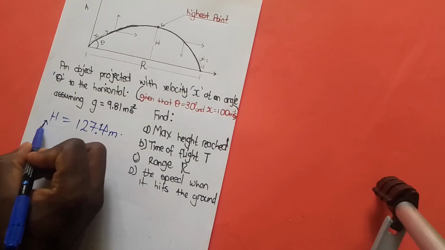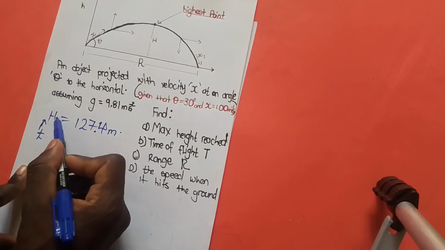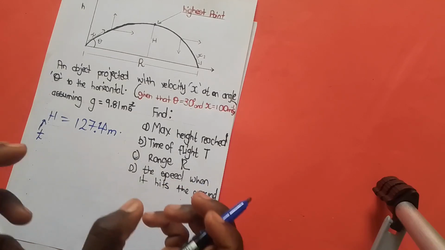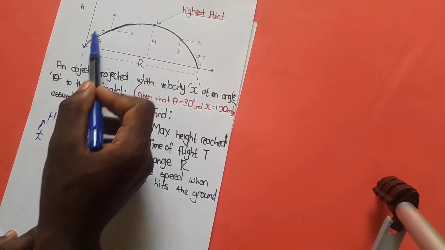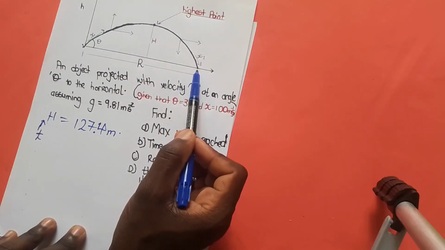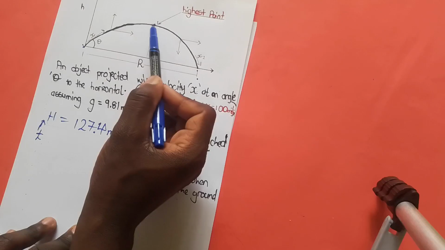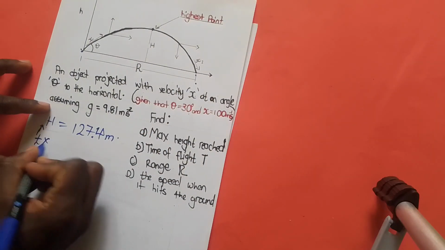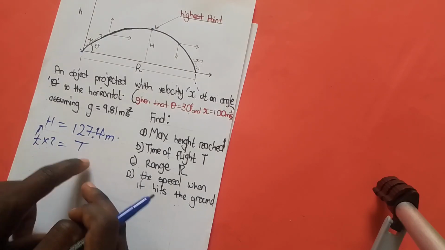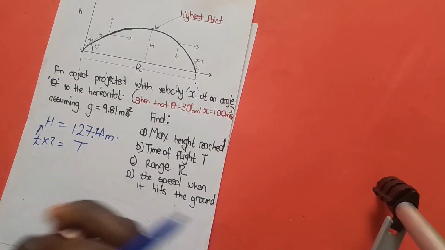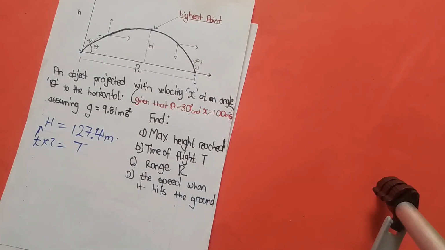Okay, I hope you're seeing it clearly. Assuming that the time taken to reach the maximum height is t, the time of flight means the time taken for the entire flight, until the object returns back to the ground, right? So the time of flight is equal to 2 times the time taken to reach the maximum height. So therefore, t, the time taken to reach the maximum height, times 2 is equal to T, the time of flight. So let's calculate now the time taken to reach the maximum height, and we multiply it by 2, which is equal to the time of flight.